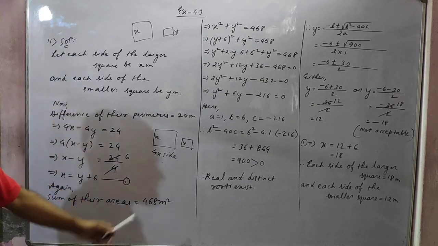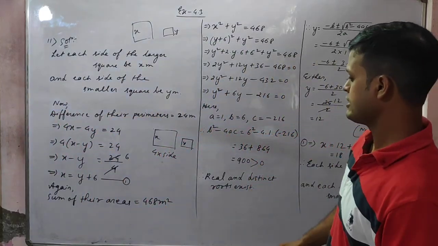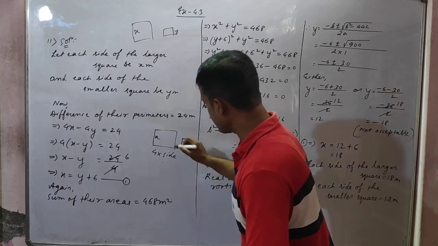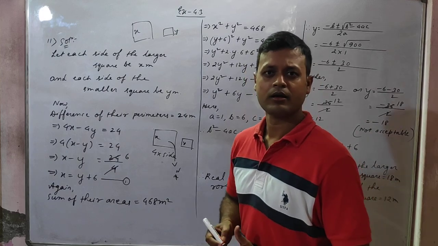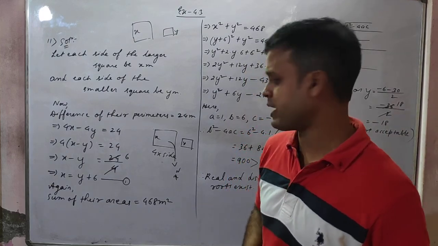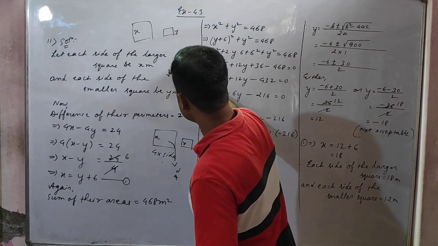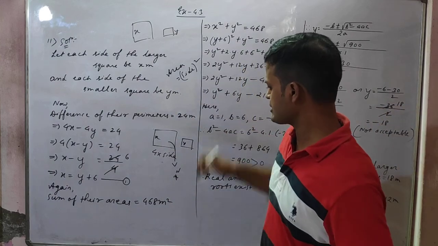Again, the sum of their areas is how much? The sum of their areas is 468 meters square. So now what is the area of this square? The area of this square is x square. Because what is the formula for the area of a square? Area is side square, isn't it? Isn't it, students? Area is side square.